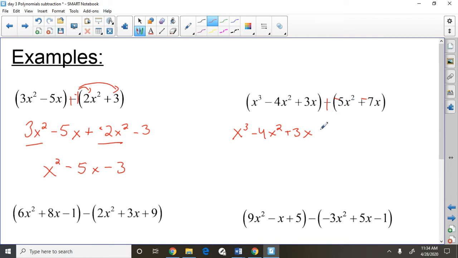So I have plus negative 5x squared, or minus 5x squared, and plus negative 7x, or minus 7x. Both of them have switched signs because we're subtracting them. And then I combine my like terms. I have the x cubed. I have a minus 4x squared and a minus 5x squared for a total of minus 9x squared. I have plus 3x and minus 7x. 3 minus 7 is minus 4x.